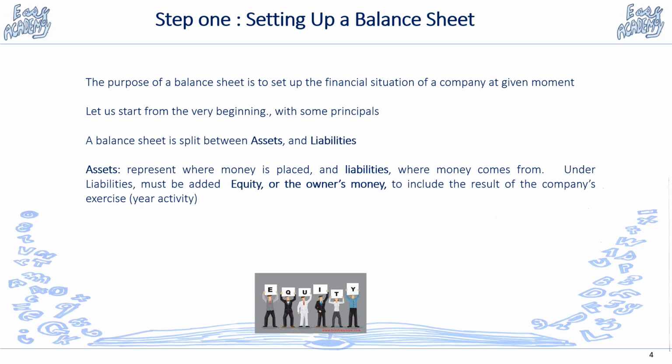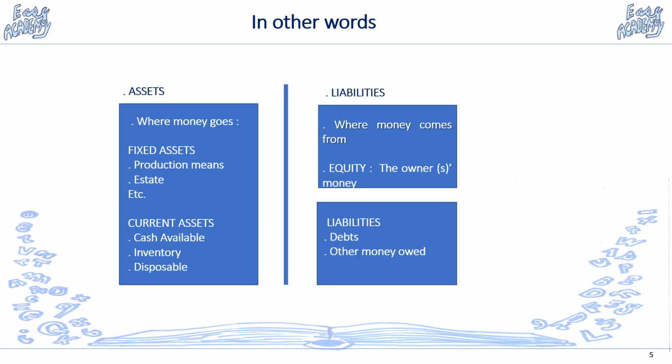Under liabilities must be added equity or the owner's money, the initial capital, and also including the result of the company's exercise. In other words, liabilities is where money comes from. Equity is the owner's money. Liabilities include debts and other money owed. All this put together is also named liabilities.